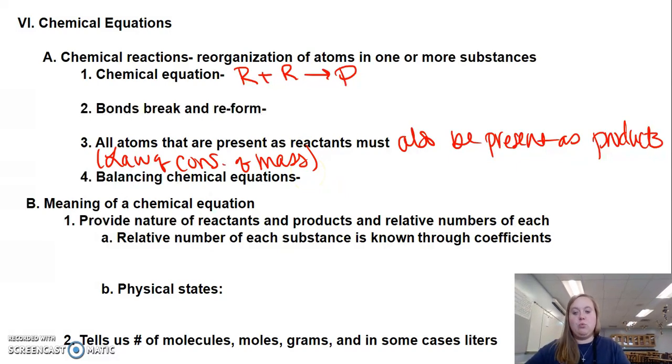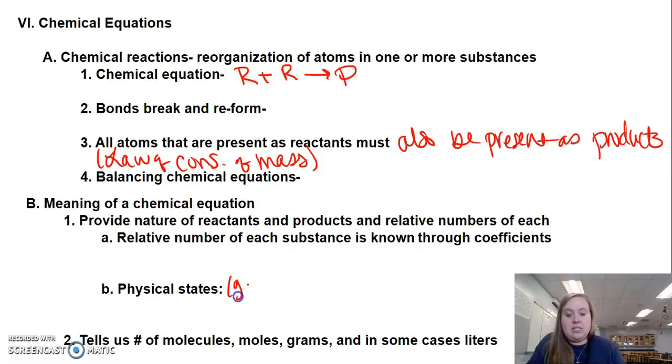And in order to show that we are satisfying that law, or not violating that law, that's why we balance equations. A chemical equation is very important because it provides us with two things. They show us the nature of reactants and products, as well as the relative numbers of each. So, for example, the coefficients are what tell us the relative number, and they also tell us the physical states. So that would be the nature. So whether something's a solid, liquid, gas, or aqueous.